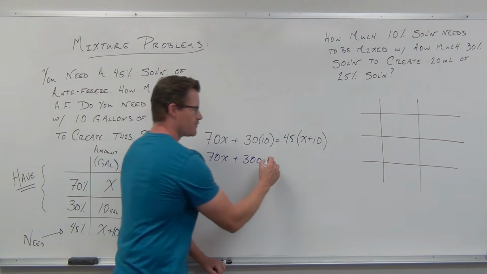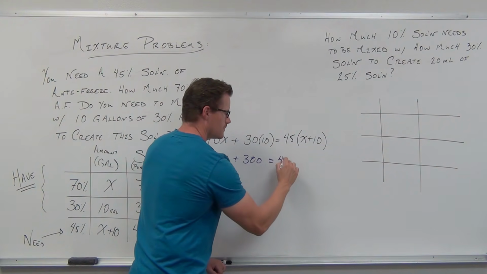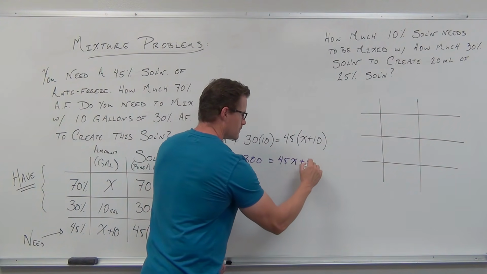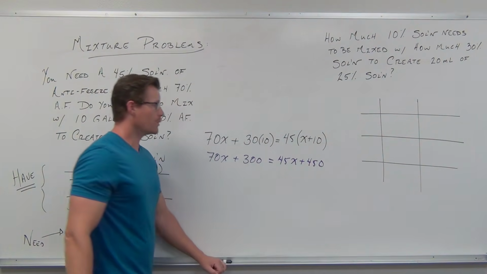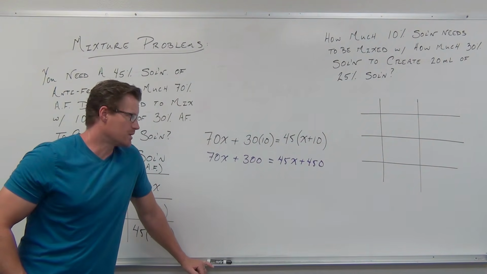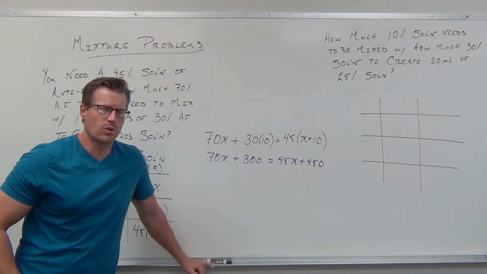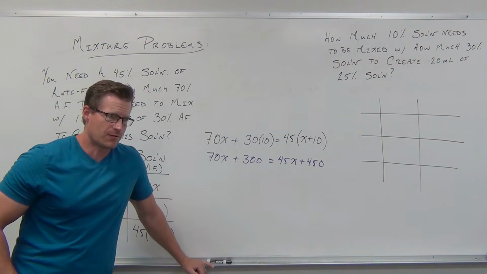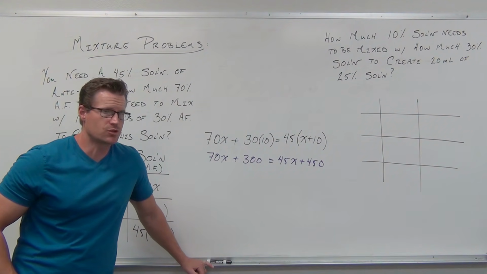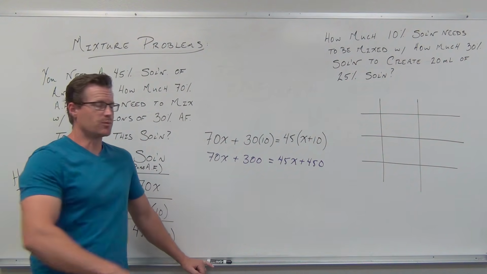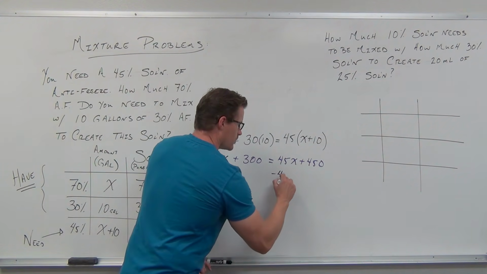70x plus 300. If we do a little bit of distribution, we now have something that's really similar. Sure, big numbers, but similar to what we've seen before. We've got an equation. We have 4 terms, 2 on each side. There's no like terms, none at all, but we do have a smaller variable. Let's get rid of that smaller variable.